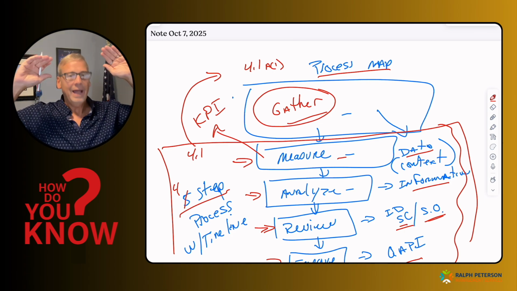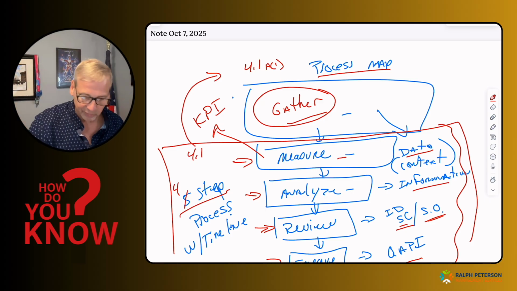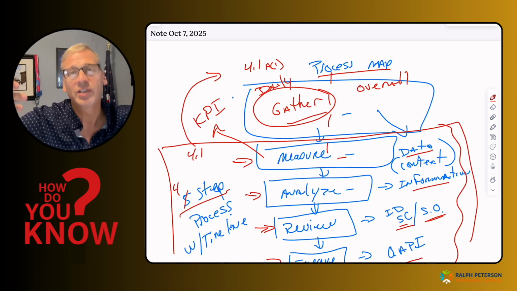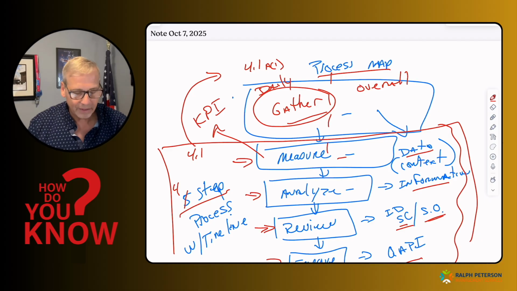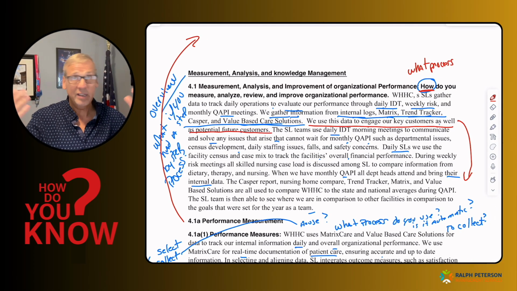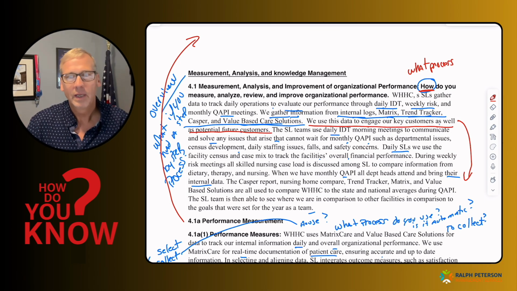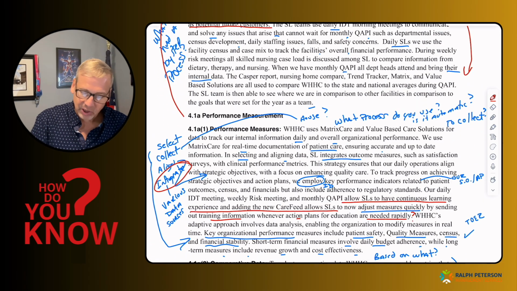So wait, how do you actually track your data and information? On your daily operations, we'll split it right in half, right? Like this will be daily, and this will be overall. How do you do that? It's likely that you use the same process for both of them, right? So it's likely the same process. And you could even say, we use this process to gather and track data and information on both daily and overall. And so you're saying you use Matrix Care and Value-Based Care Solutions.